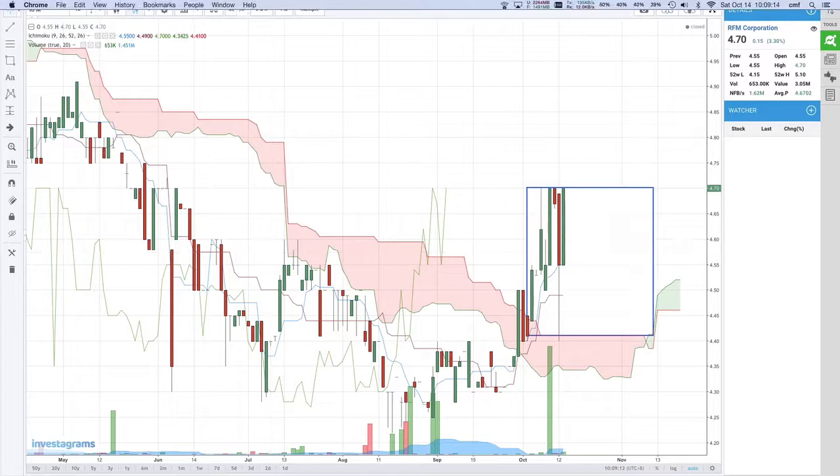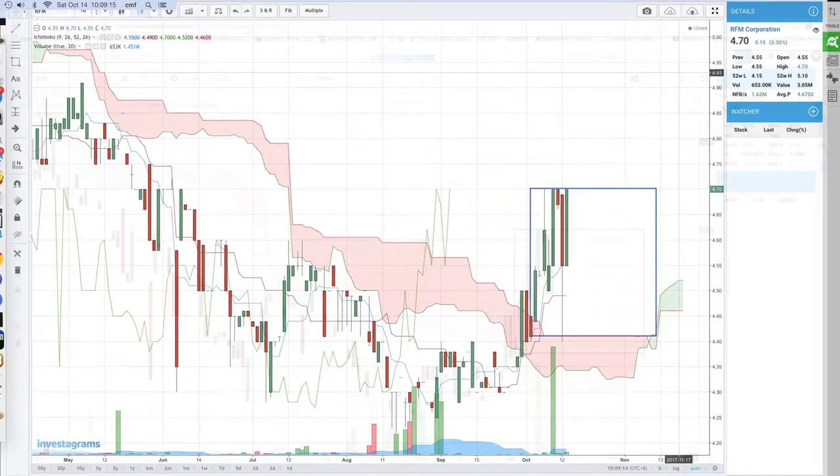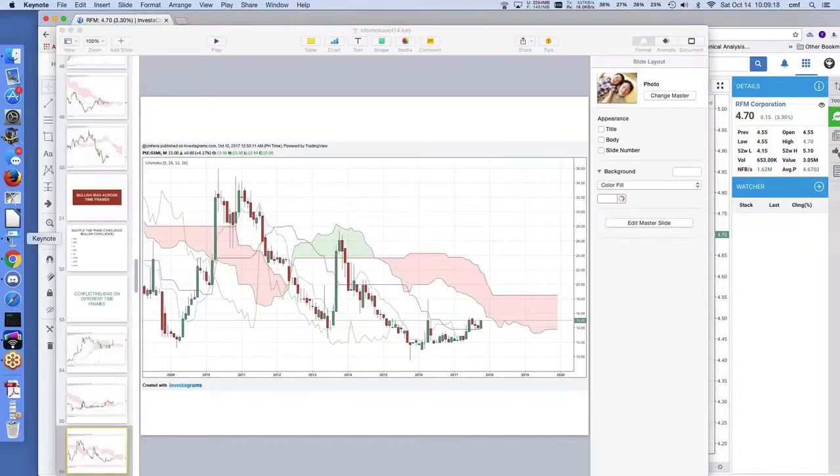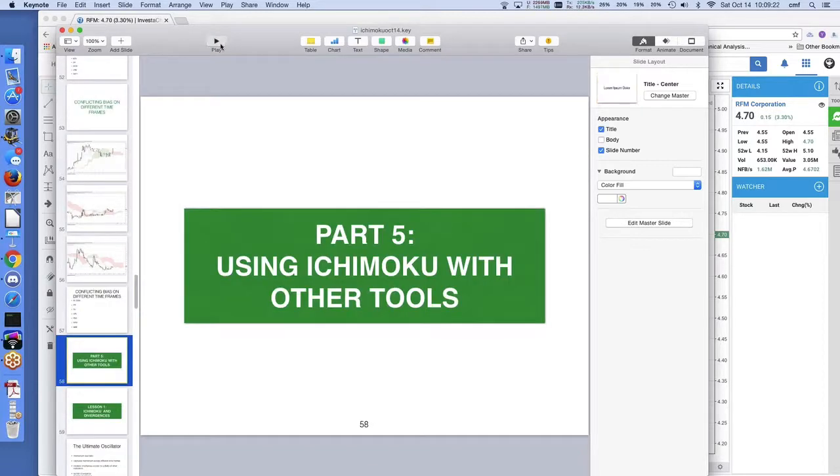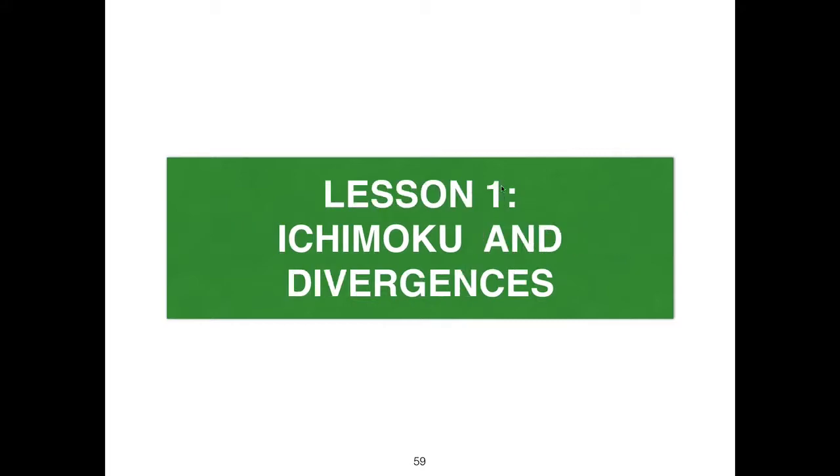Now let's go back to our keynote. Let's move on to part 5, using Ichimoku with other tools. Lesson 1, using Ichimoku and divergences. So we will be using technical indicators to determine divergences.